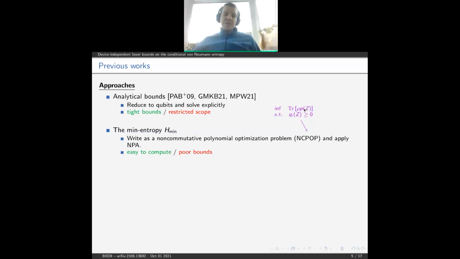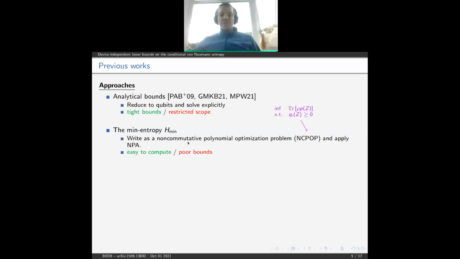Roughly, this is just an optimization problem where we have a trace of our state multiplied by some polynomial of some operators. And we allow ourselves also to have polynomial constraints on those operators as well. And the really nice thing about non-commutative polynomial optimization problems is that we have a very nice technique known as the NPA hierarchy, which allows us to relax these problems to semi-definite programming problems. And this means that we can compute lower bounds, at least on the Min entropy, which in turn are lower bounds on the conditional von Neumann entropy, using semi-definite programming. And in particular for the Min entropy, it's very easy to compute these bounds.